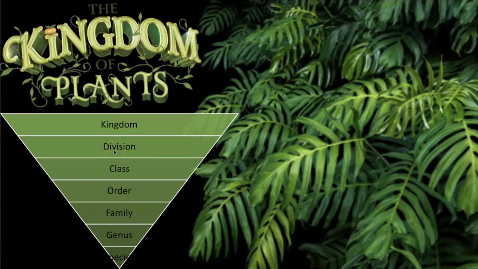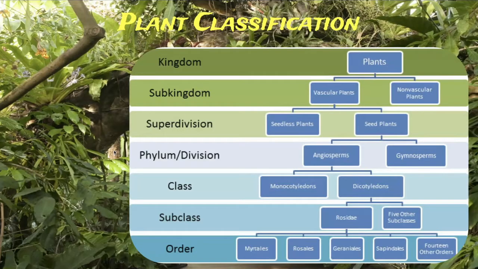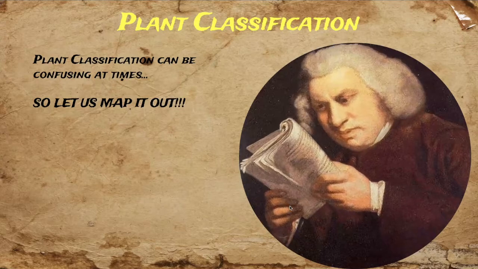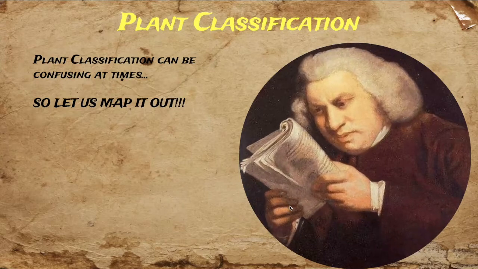And these divisions divide up our plants into basically two broad categories, which are going to be seedless plants and seed plants. But you can also see here that we have something known as vascular plants and non-vascular plants, so they call it subkingdoms. And then we also have other divisions besides the superdivisions that are angiosperms and gymnosperms, and then within that we have our classes of monocots and dicots and so on and so forth. So all this to say that plant classification is trickier than it looks.